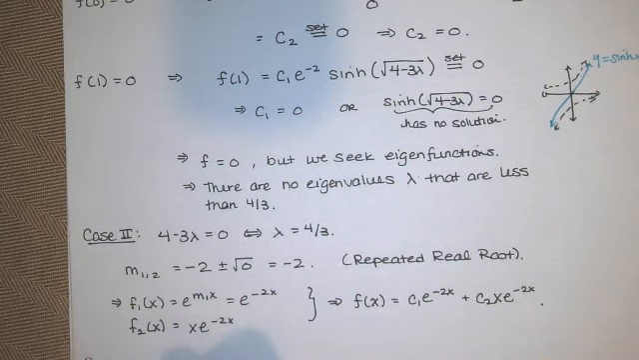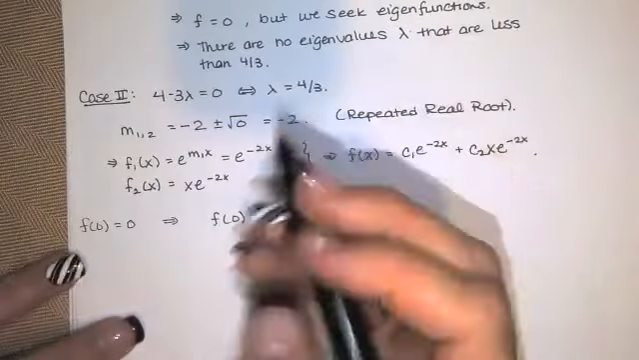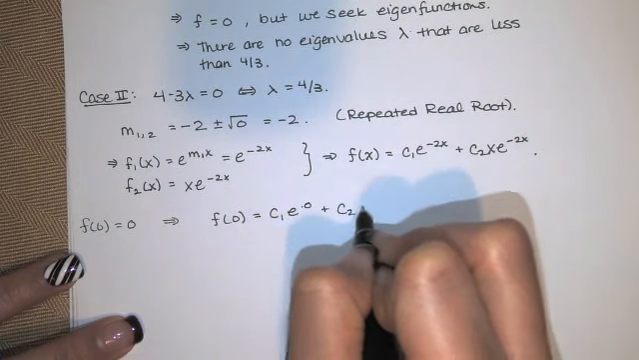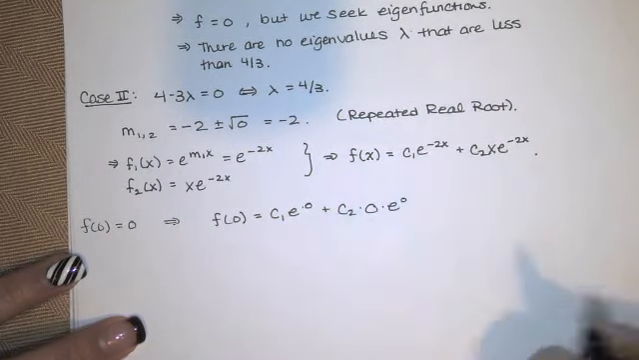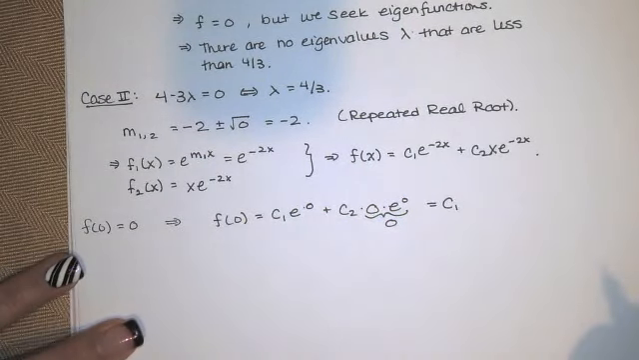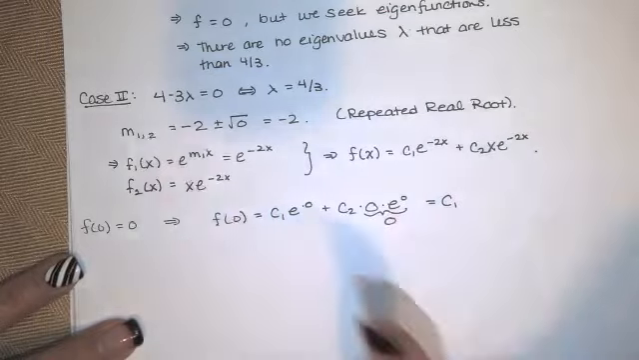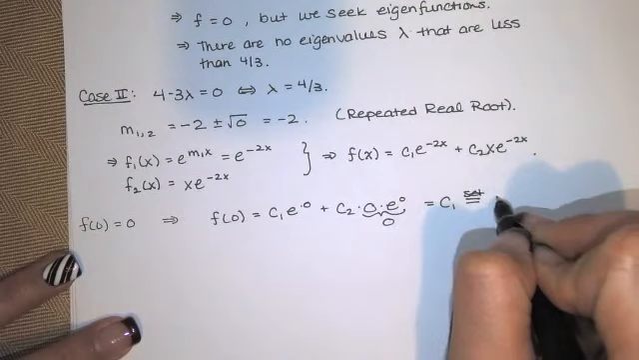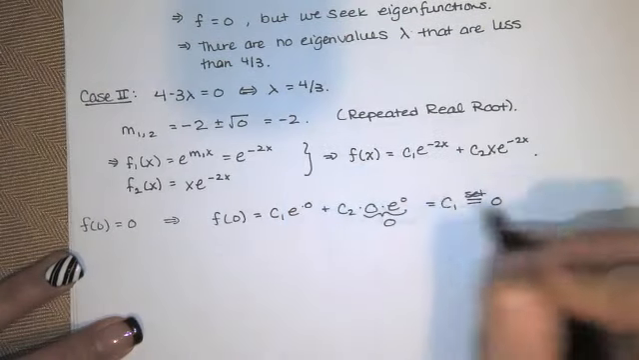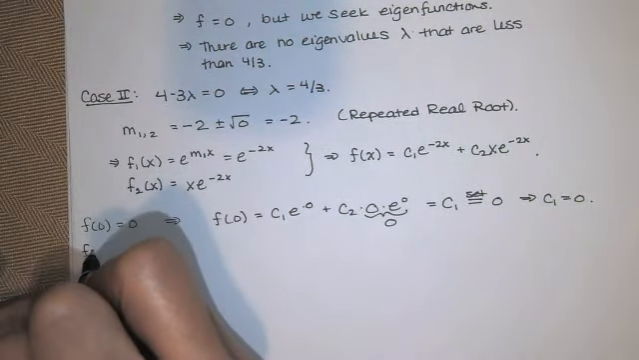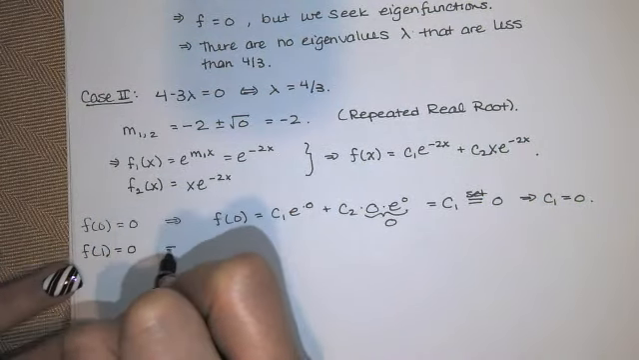So first we have f of 0 equals 0. That means the following. We're going to have f of 0 equals C1 times e to the 0 plus C2 times 0 times e to the 0. And of course, that's 0. So that turns out to simplify to just C1. So f of 0 is C1 in general, but if f of 0 is required to be 0 by our boundary conditions, it turns out that C1 will be equal to 0. Okay, great. And then we also know that f of 1 must be 0.